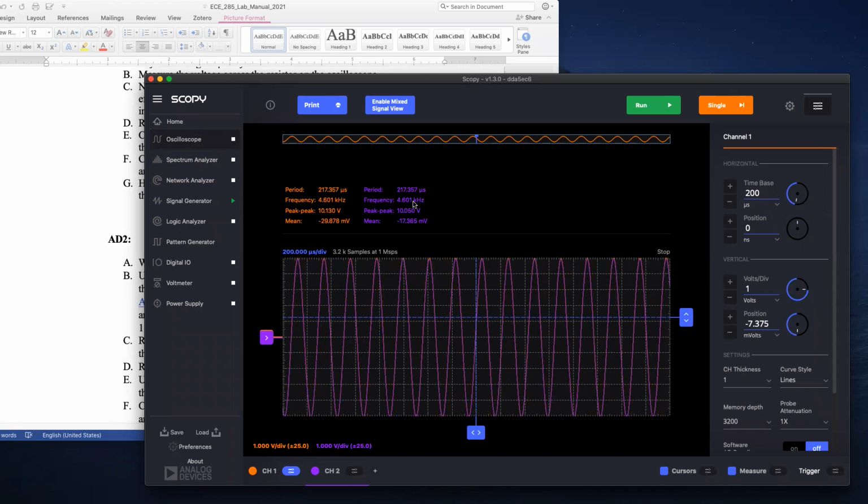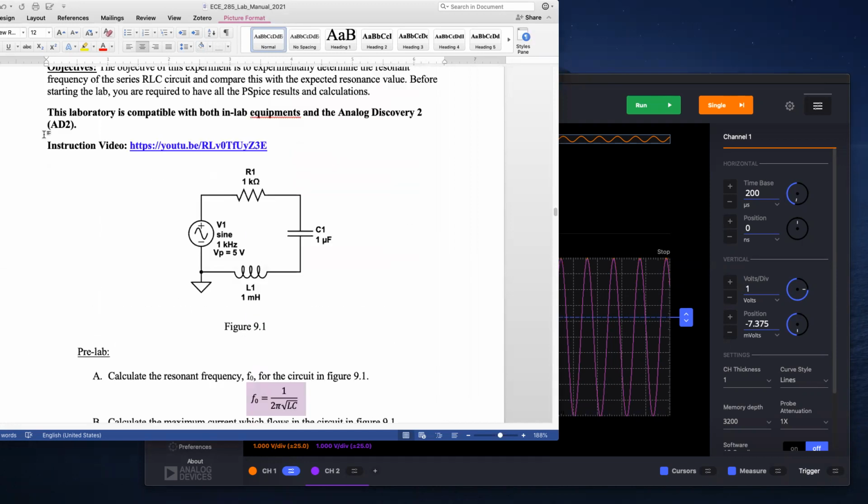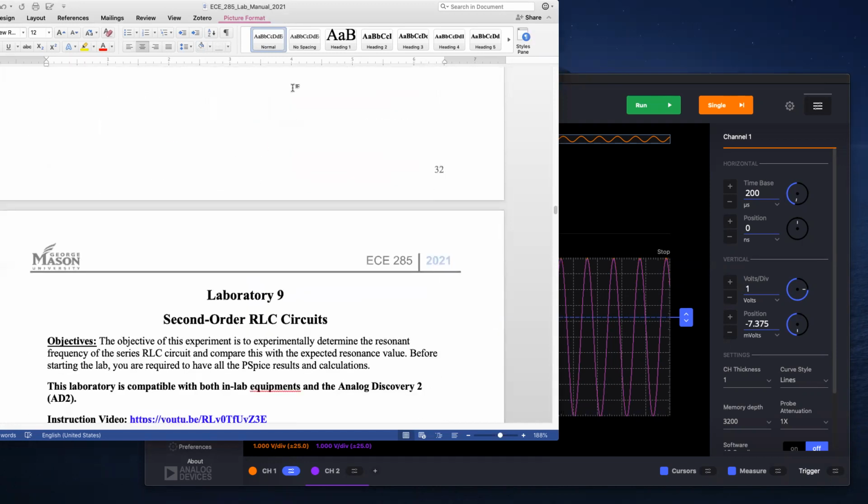So now when I look at it, you see how the input voltage is roughly the same as the voltage measured across the resistor, and that's essentially what's supposed to happen. There's a slight change because there will be a tiny voltage drop across the inductor and capacitor, but most, if not all, of the supplied voltage is being dropped across that resistor at the resonant frequency. And that is how you will do lab 9 for ECE 285. Good luck.